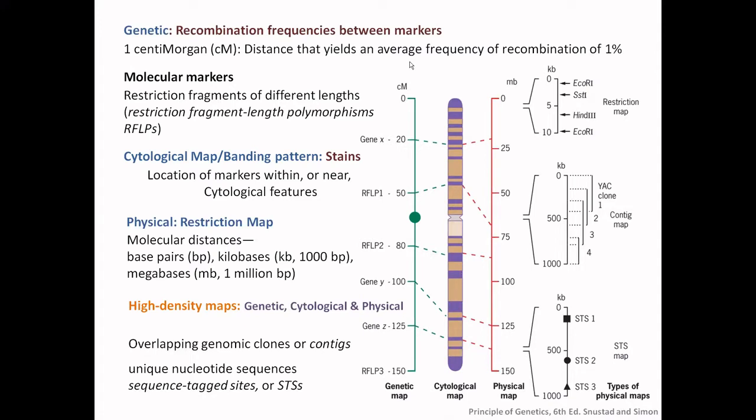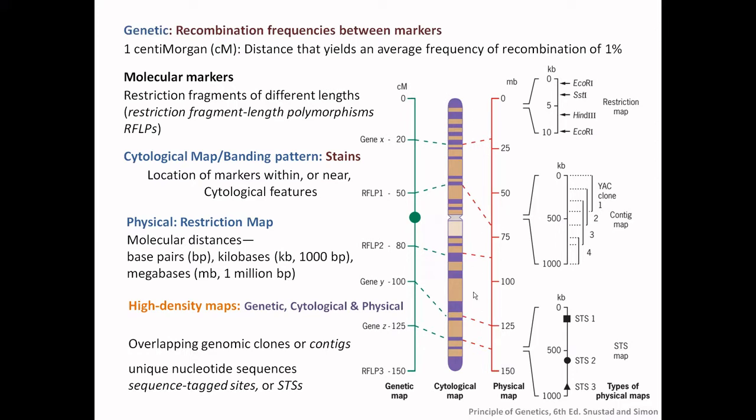So this is the representation of the 3 types of maps. This is the genetic map or the recombination map, and the unit is expressed as centimorgan. So 1 centimorgan equals 1% of the recombination frequency between 2 different genes. And we can see the molecular markers. One of the examples is the restriction fragment-length polymorphism, that can be in the recombination or the cytological map.